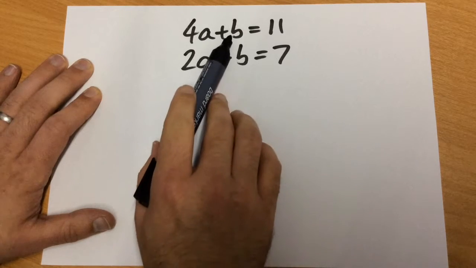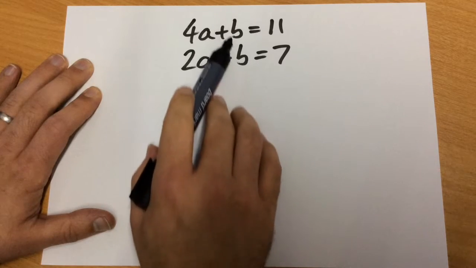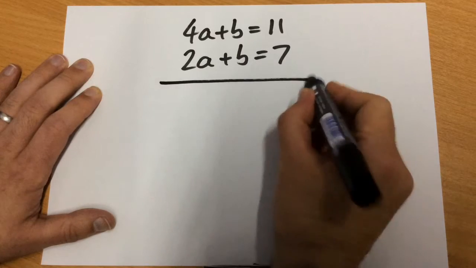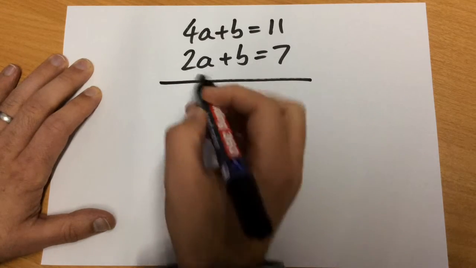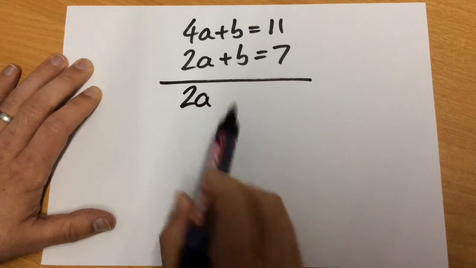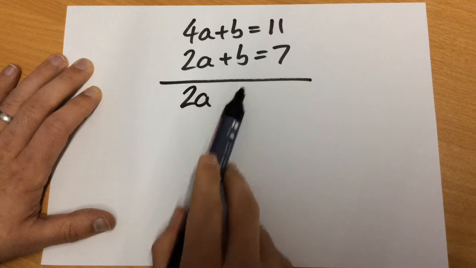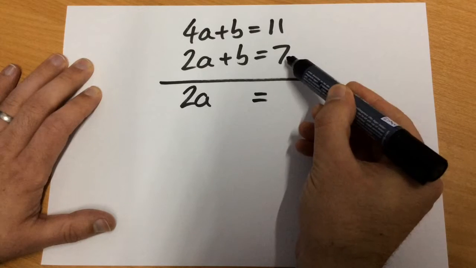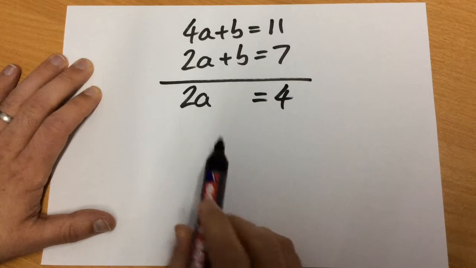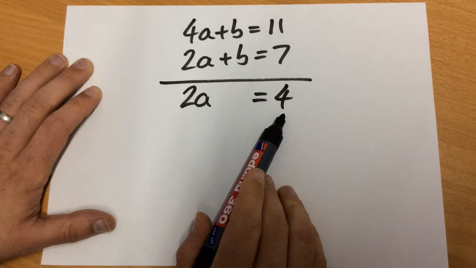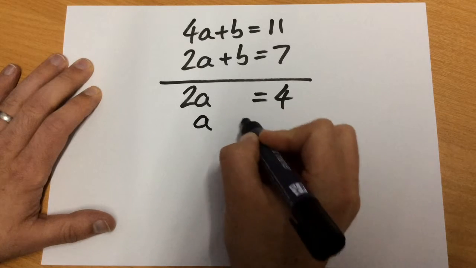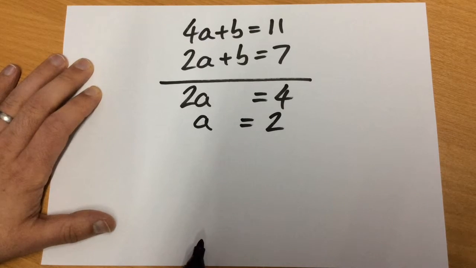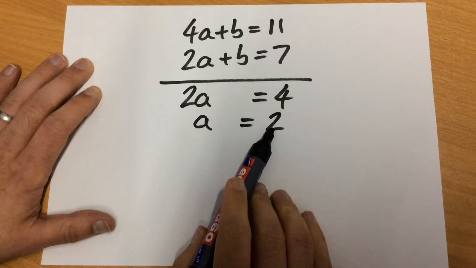So what I'm going to do, because I've got the same number of b's in both of these, I'm going to do the top line, take away the bottom line. 4a take away 2a is simply 2a. b take away b is nothing, that disappears. 11 take away 7 is 4, and we have the simple equation 2a equals 4. Dividing by 2 on both sides, we get 2. a is 2.